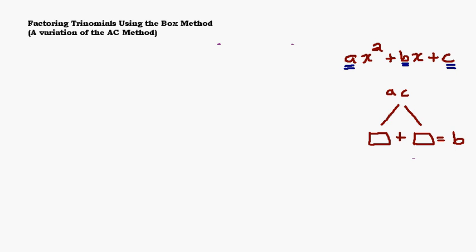Let's try factoring 6x squared plus 13x minus 5. If you want to take a shot at this, go ahead and pause the video and then start it when you have your answer.